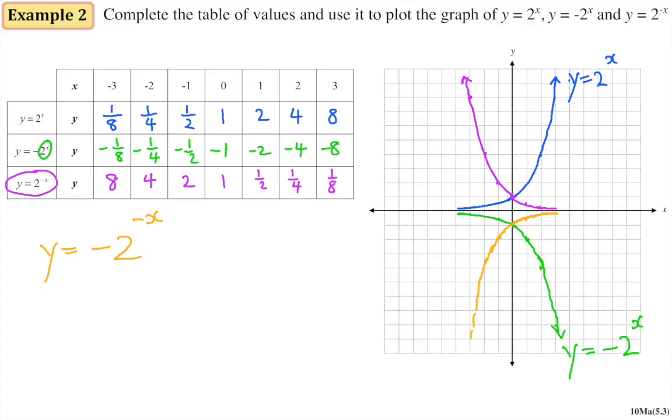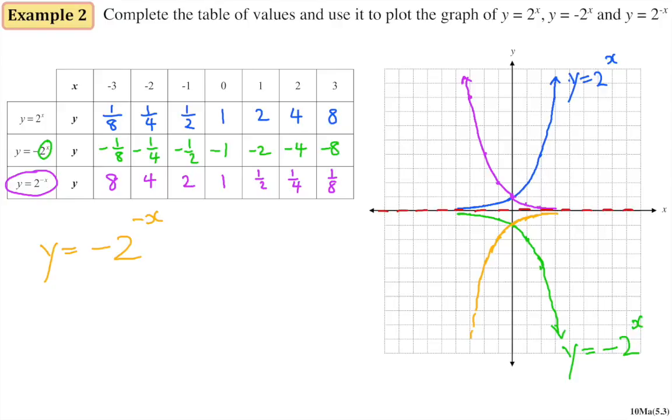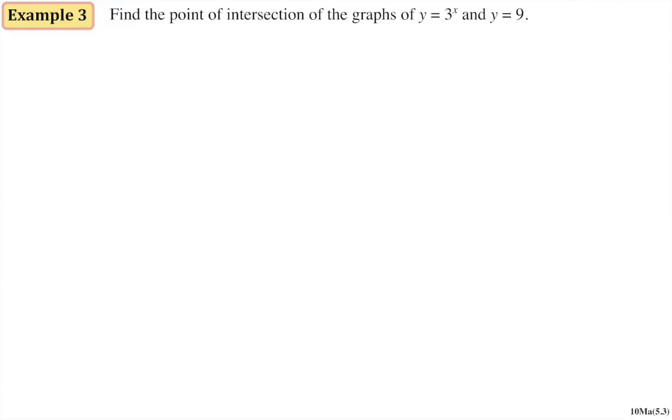There's one more thing I haven't written yet, and that is I have a horizontal asymptote, and I've bumped something there, so let's go back. Oops. I have a horizontal asymptote at y equals 0 because that horizontal line crosses the y-axis at 0. That's important. You need to put that there when you're plotting any exponential graph. Righto, let's continue to example 3.